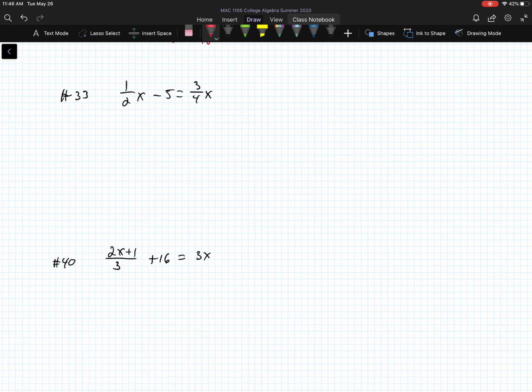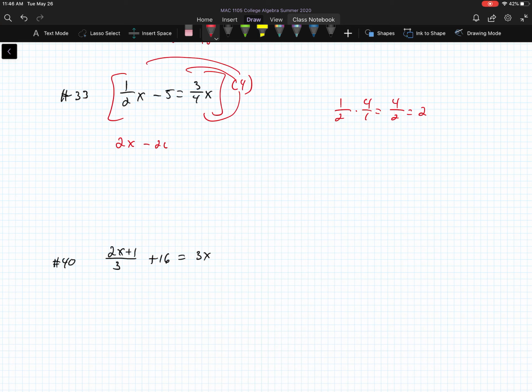For number 33, probably the easiest thing to do is to multiply everything by 4. The reason being is because 4 is divisible by 2, and of course 4 is divisible by 4. So when I do that, I'm going to multiply everything by 4. So if I do 1 over 2 times 4, which is really 4 over 1, I get 4 times 1 is 4, 2 times 1 is 2, so I get 4 over 2, which is equal to 2.